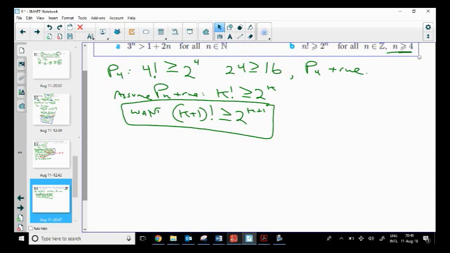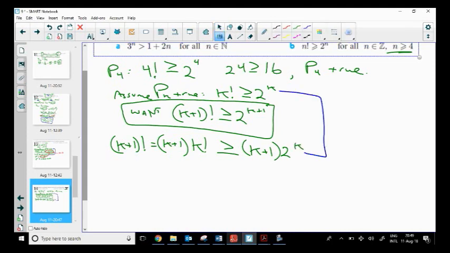So what is k plus 1 factorial? Well, k plus 1 factorial is equal to k plus 1 times k factorial. K plus 1 times k factorial has to be greater than or equal to k plus 1 times 2 to the k. Again, I'm using the assumption up here. I'm just multiplying both sides by k plus 1. Since k is a positive integer, k plus 1 is also positive, so my inequality does not change directions.